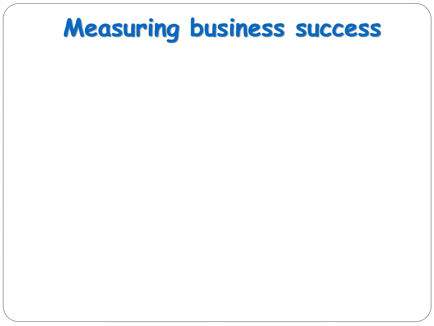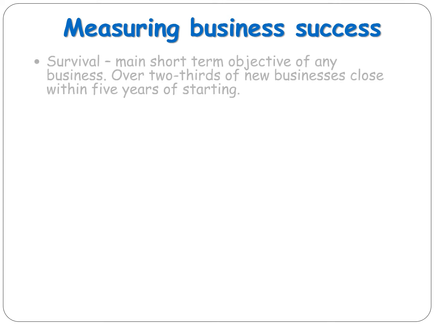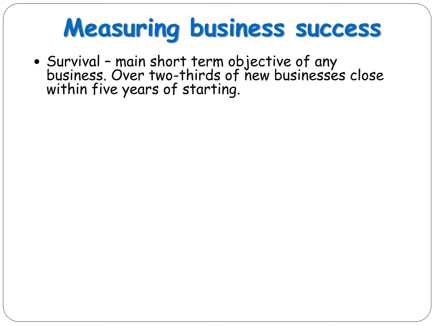So, measuring business success. Survival. Survival is the main short-term objective of any business. It says over 2/3 of new businesses close within 5 years of starting. So if you've managed to survive, then you're certainly on your way to having a successful business.